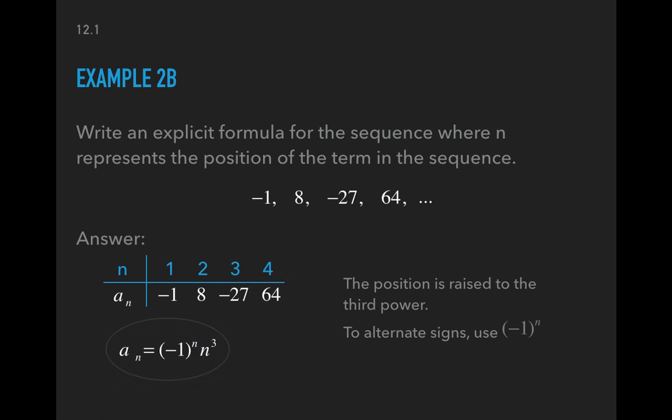So your formula, your explicit formula, would be a sub n equaling that alternating sign, that's -1 to the n, and then n cubed. All right, that's all I have for the explicit formula. Hang on tight and I'll get you more about the other type.